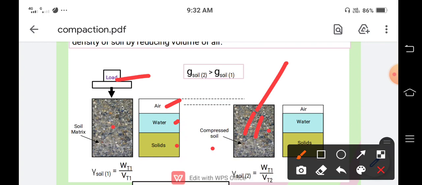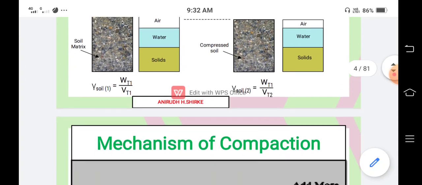In compaction we are increasing the density by removing the air content of the soil mass, by giving a number of blows using a dynamic load, or by using rammers, or by using some machinery. There are various machines with which we can increase the density of the soil sample. So what is meant by increasing the density? We are removing the air content from the soil mass by giving repeated blows.